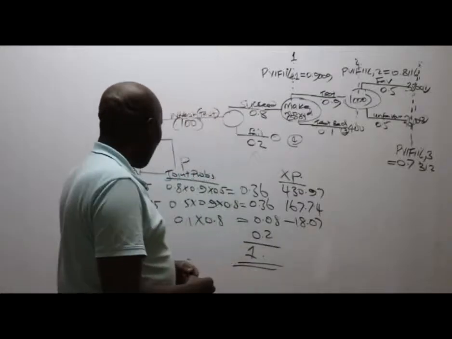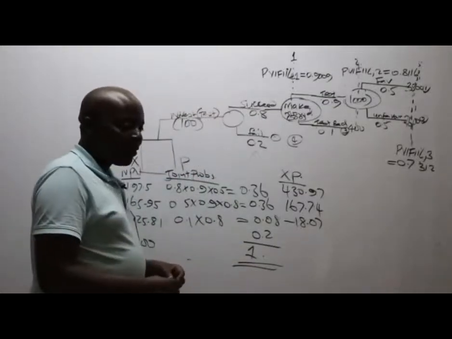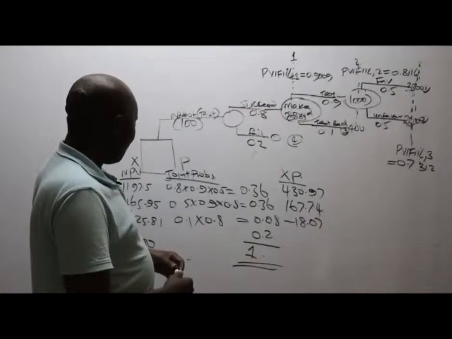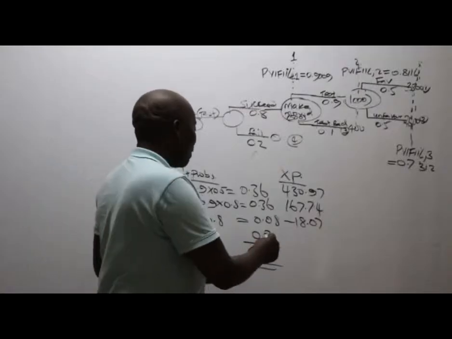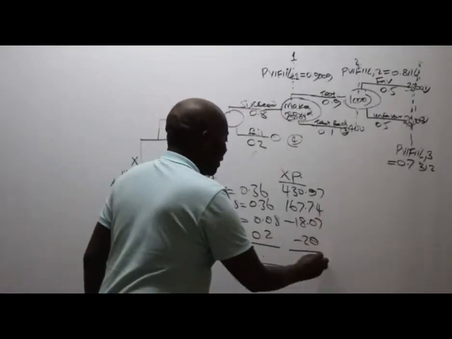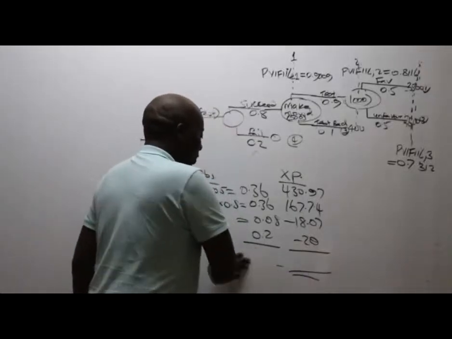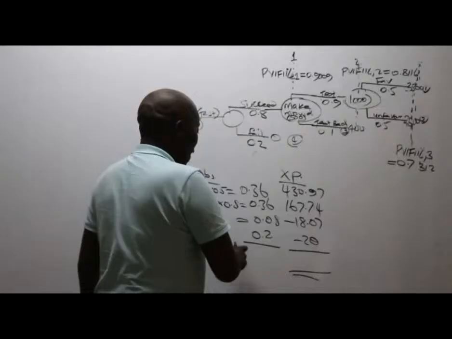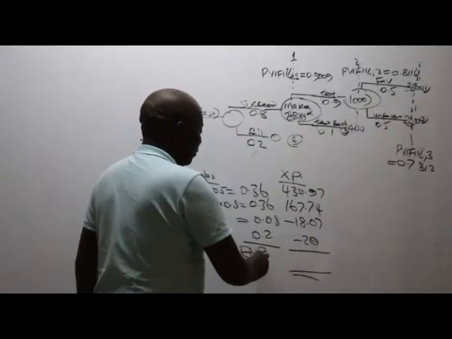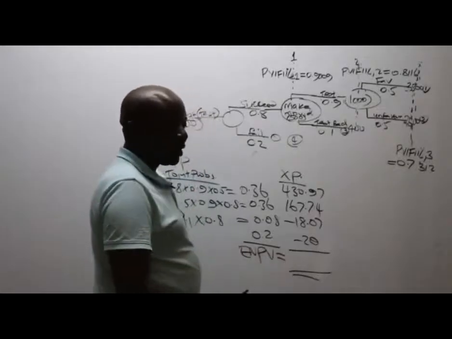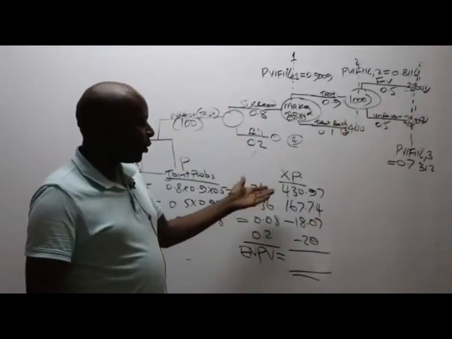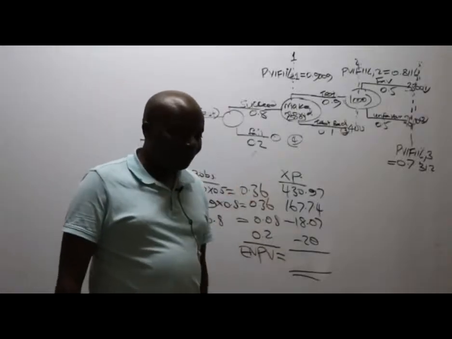Branch 4, the last one. Branch 4 gives me negative what here? Negative 20. So then could you kindly come and add here for you to be able to give us what we call the expected net present value. What do we have here, somebody?